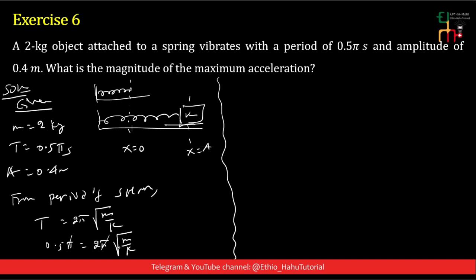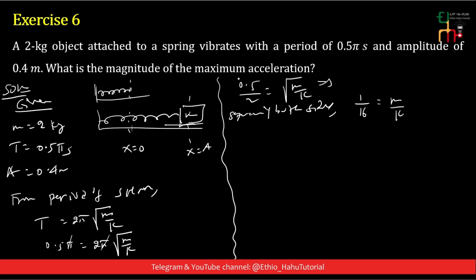Pi goes with pi. Dividing both sides by 2, 0.5 divided by 2 is equal to the square root of m over k. Squaring both sides, 1 over 16 is equal to m over k, because 0.5 over 2 is 1 over 4, and 1 over 4 squared is 1 over 16, which equals m over k. From this, k is equal to 16m.